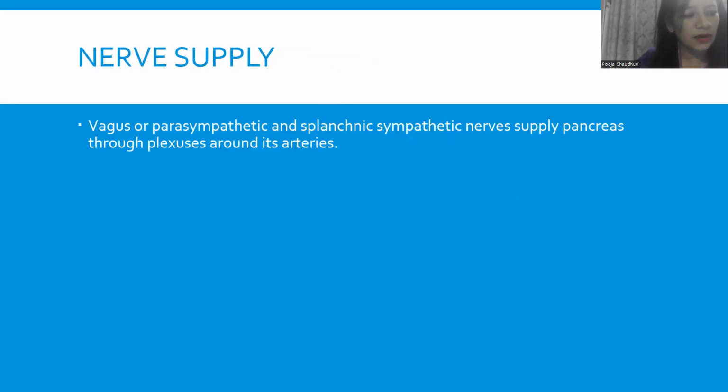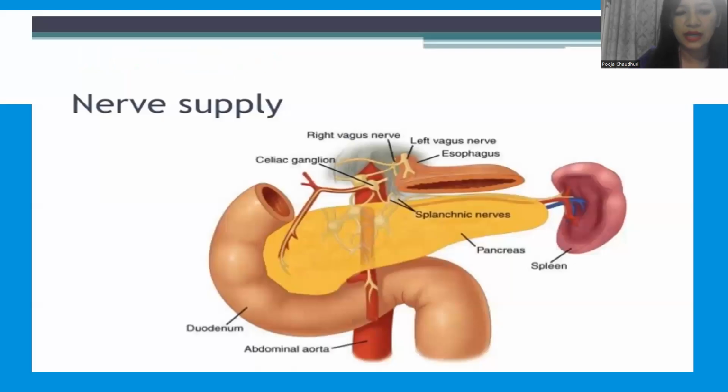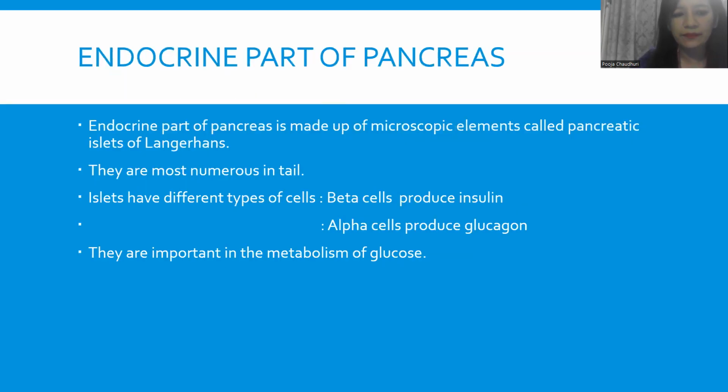Next, we come to the nerve supply. Basically the vagus, or the parasympathetic, and the splanchnic sympathetic nerves supply the pancreas through the plexuses around its arteries. These are the nerve supply.